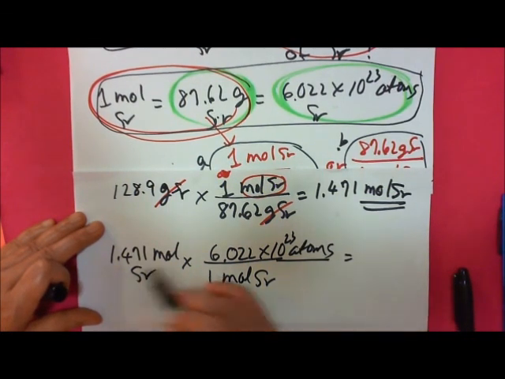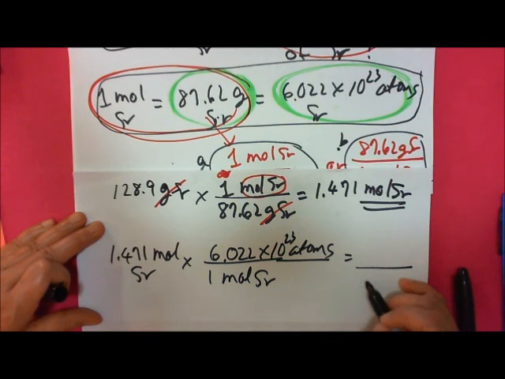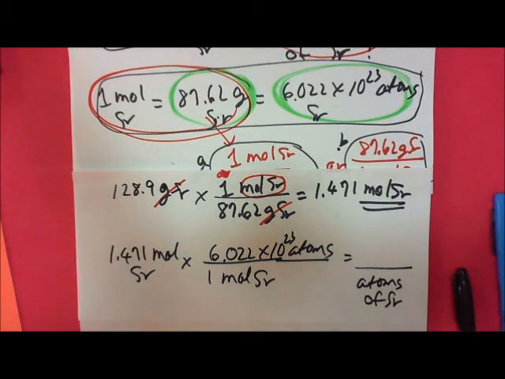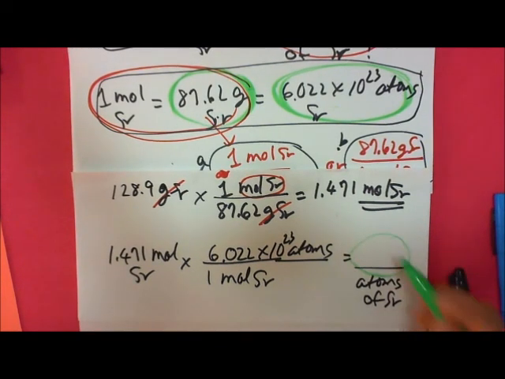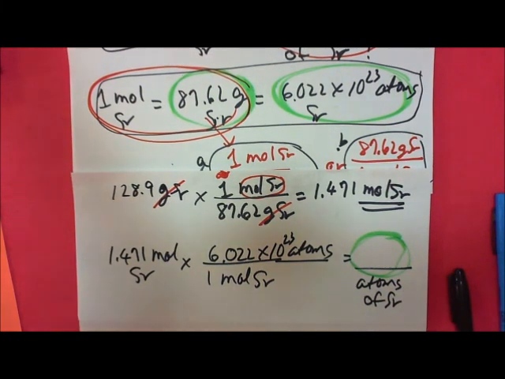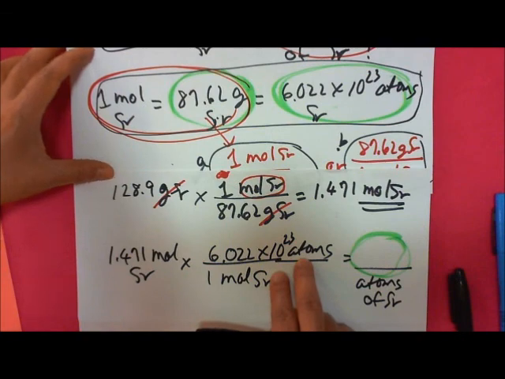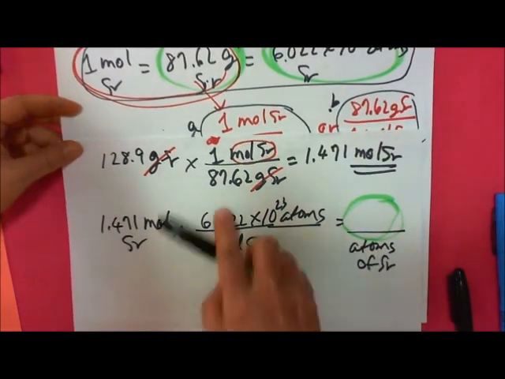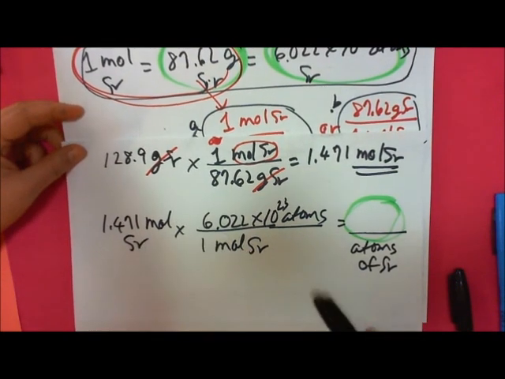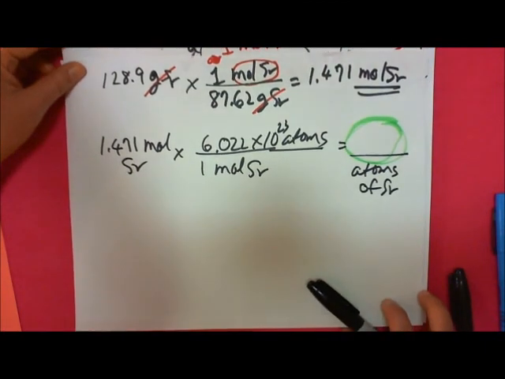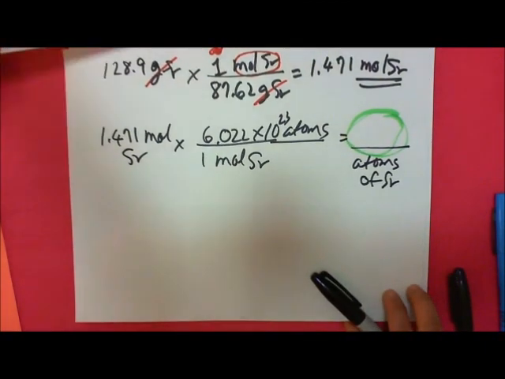So then I just have to multiply that number through, and I will get the number of atoms of strontium. I'm going to suggest that you go ahead and do this little bit of math and see what you get for this number here. Okay? Alright. So let's look at other things that we can do with these little conversion factors that we've just generated from our mole definition.